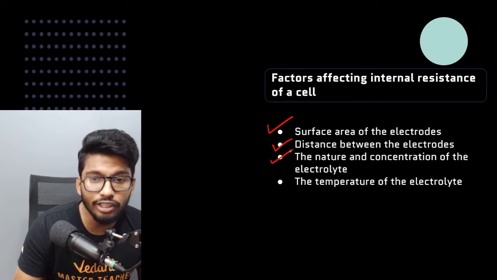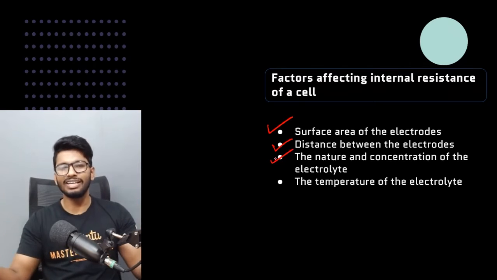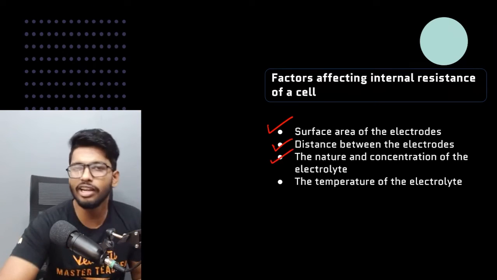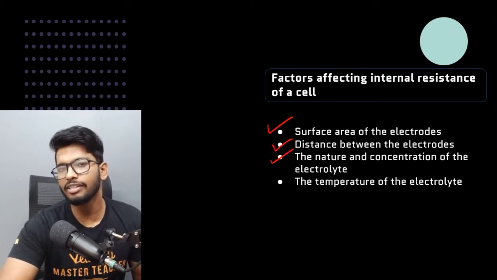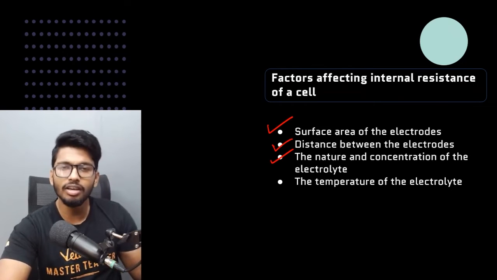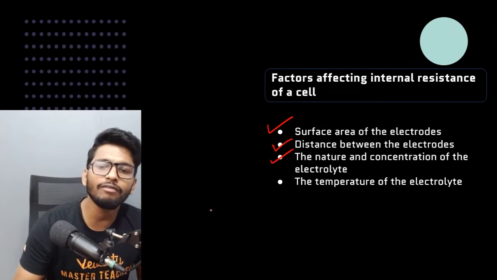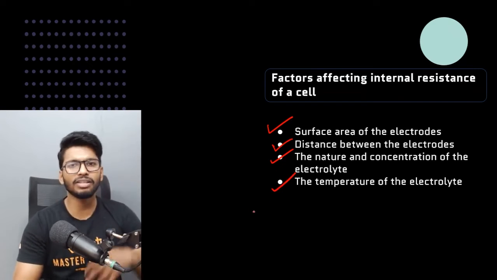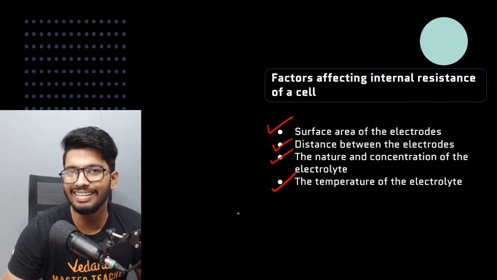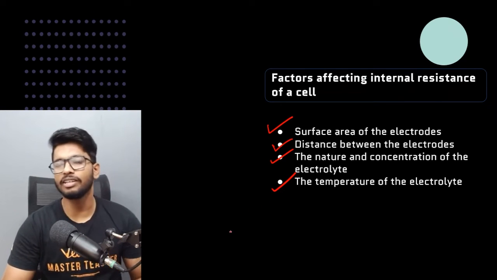The nature and concentration of the electrolyte, that is the type, the property of the type of electrolyte used, is also a deciding factor. Some of them might offer more resistance, some of them might offer lesser resistance, and finally the temperature of the electrolyte as well, because more the temperature, more would be the internal resistance in that particular cell.